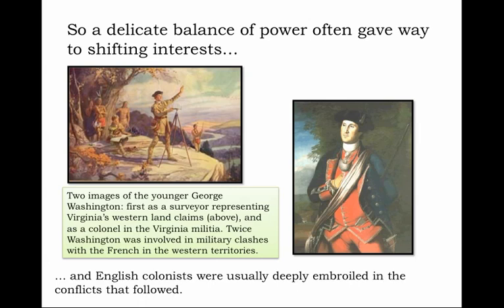So a delicate balance of power often gave way to shifting interests, and English colonists were usually deeply embroiled in the conflicts that followed. Here we see two images of the younger George Washington, first as a surveyor representing Virginia's western land claims, and also as a colonel in the Virginia militia. On two occasions, Washington was involved in military clashes with the French while surveying and reconnoitering in western territories.